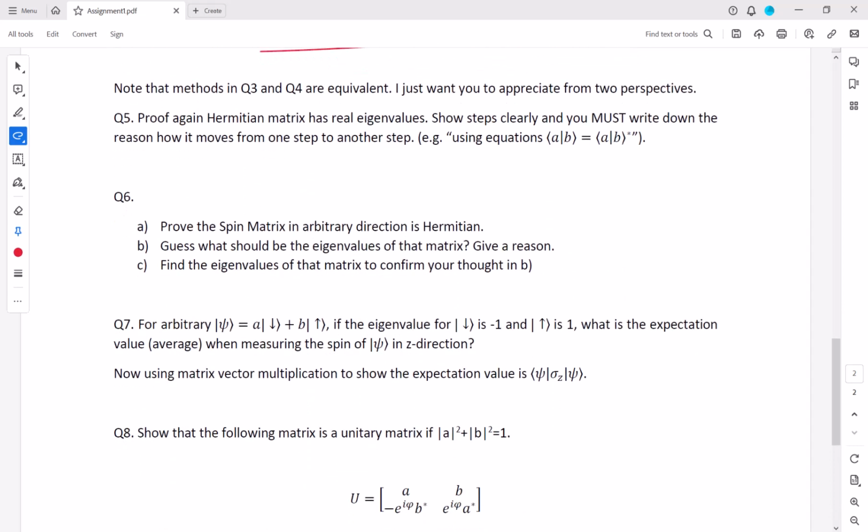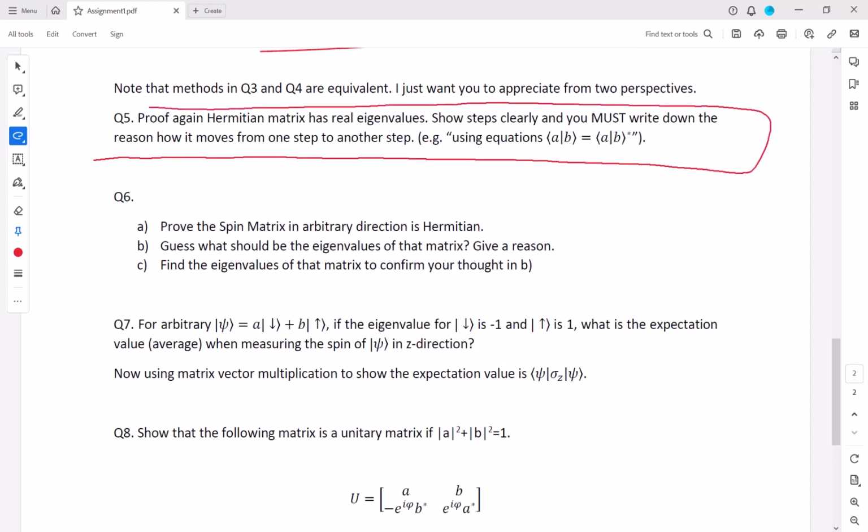Now here, I just want you to repeat what I just showed today in the slide. Prove that the Hermitian matrix has real eigenvalues. You just repeat. I want you to be really clear about what you are doing, how to prove that, right? Every step needs to be clear. No hand waving, don't jump. Explain clearly why you can go from one step to another, okay?